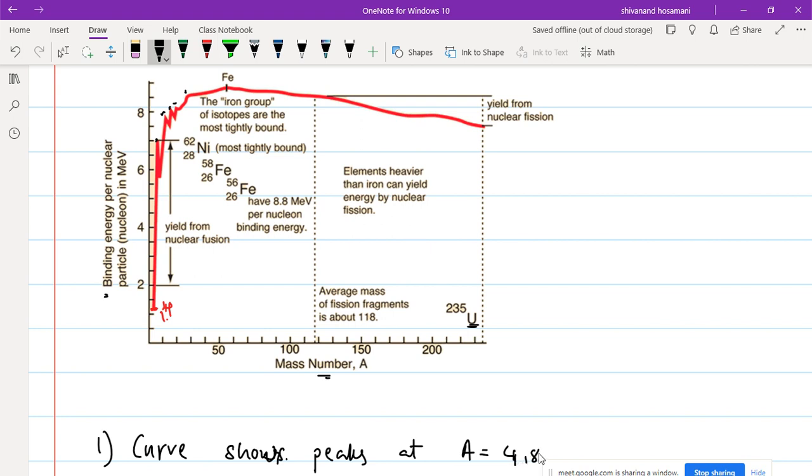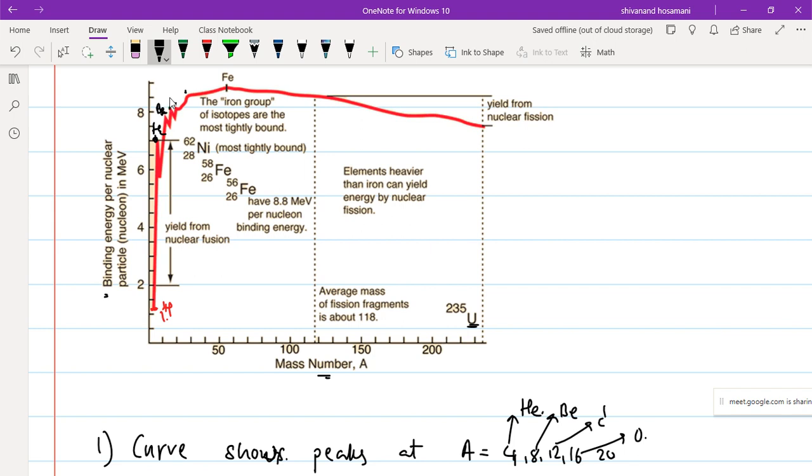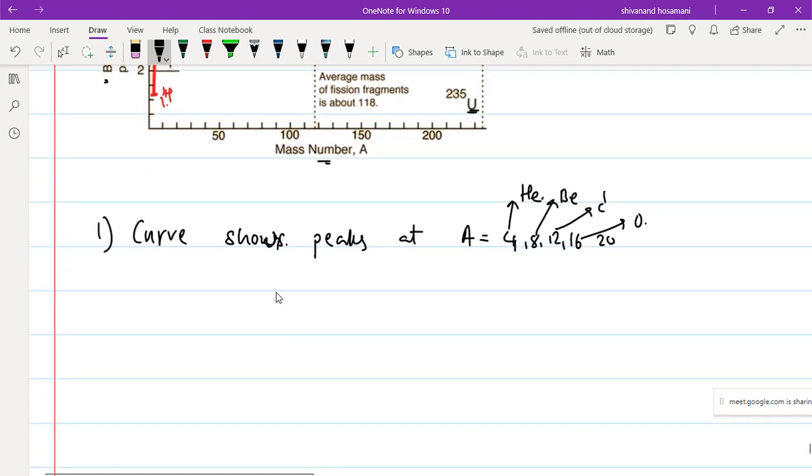See, 4 is nothing but helium, right? Then 8 is nothing but beryllium. Then 12 is nothing but carbon. Then 16 is nothing but oxygen. So these are the peaks. Particularly here will be helium, here it is going to be beryllium, then carbon, then nitrogen. These are the peaks. So the atomic mass numbers which are less than 20, this means they have more stability corresponding to their neighbors.